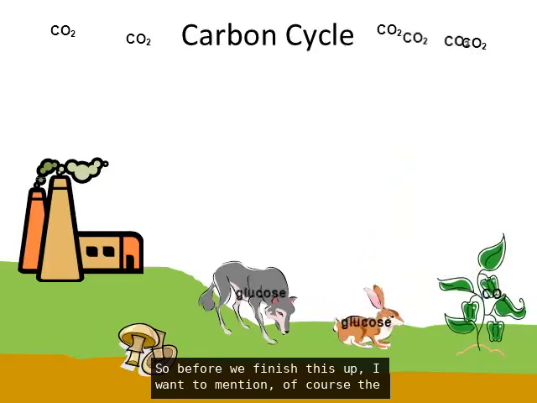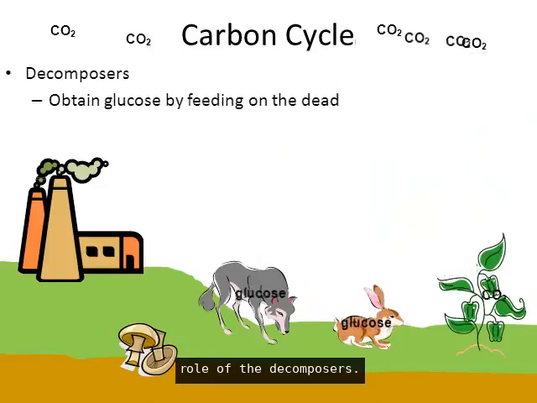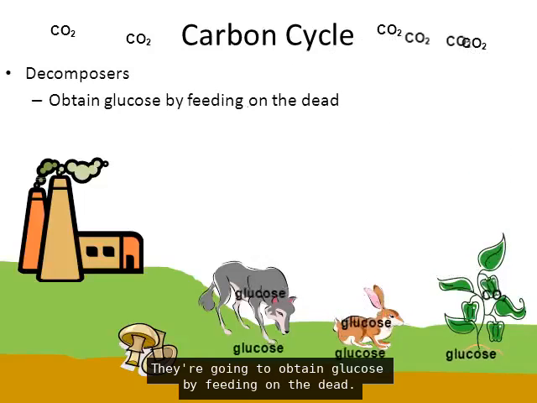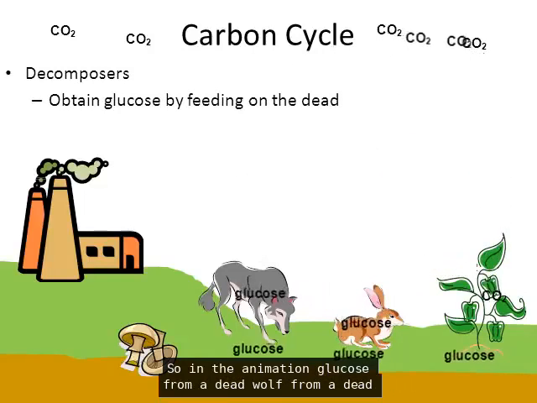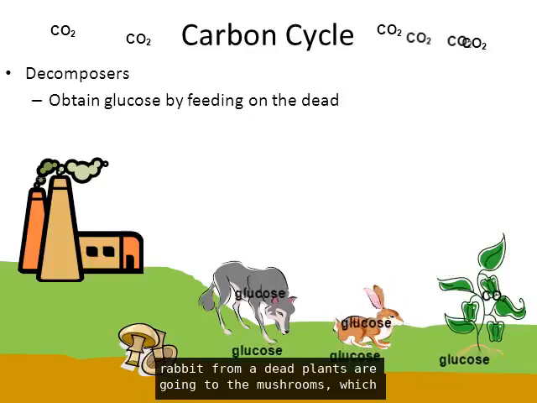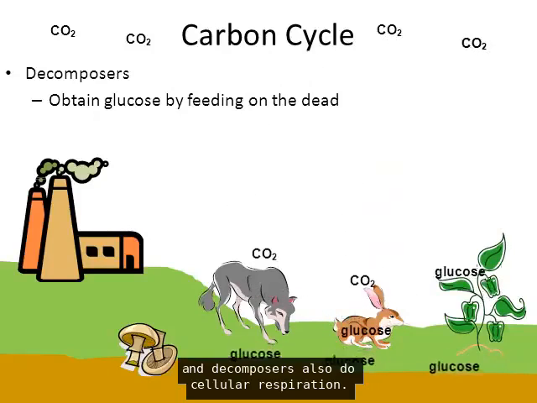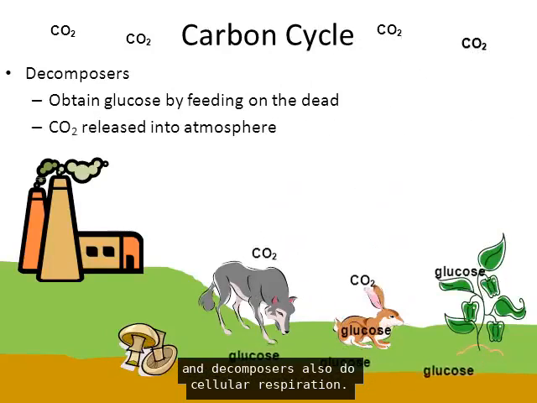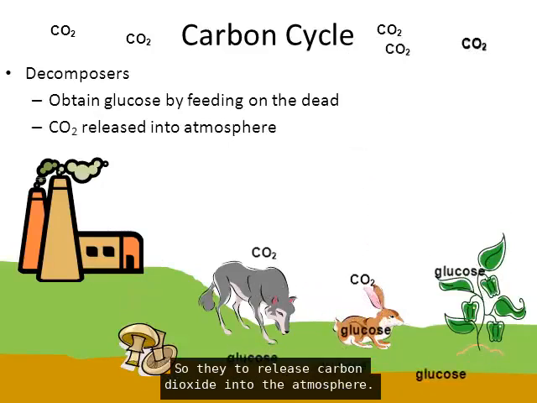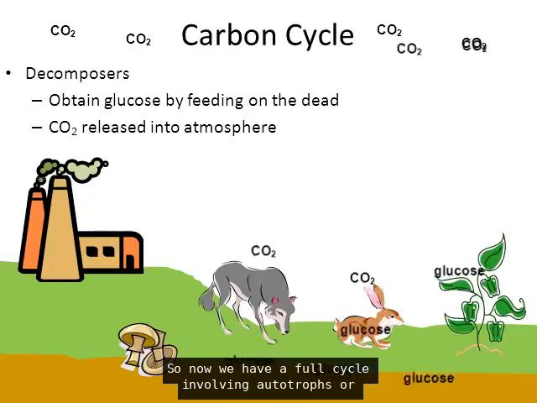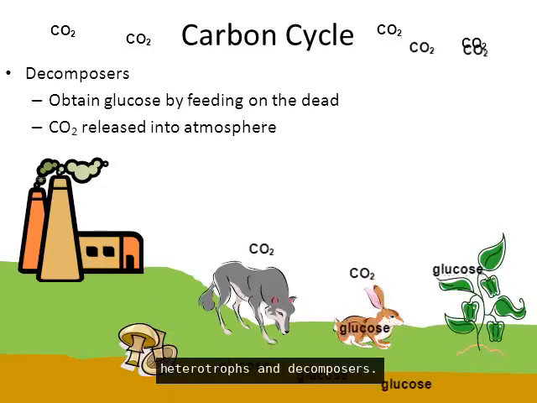Before we finish this up, I want to mention, of course, the role of the decomposers. They're going to obtain glucose by feeding on the dead. So in the animation, glucose from a dead wolf, from a dead rabbit, from dead plants are going to the mushrooms, which represent decomposers. And decomposers also do cellular respiration, so they too release carbon dioxide into the atmosphere. So now we have a full cycle involving autotrophs, heterotrophs, and decomposers.